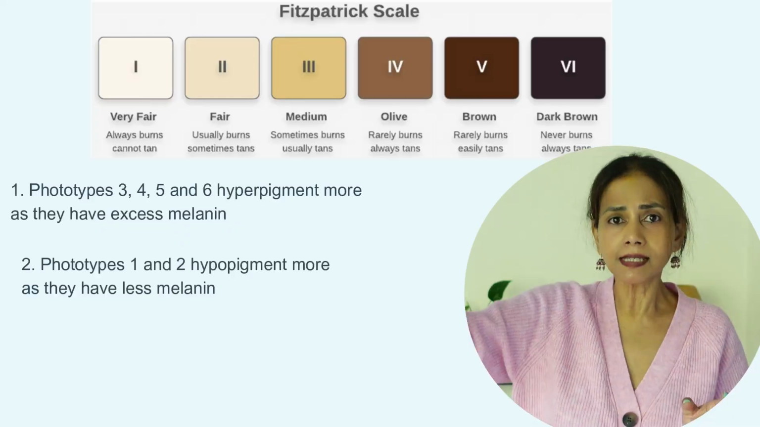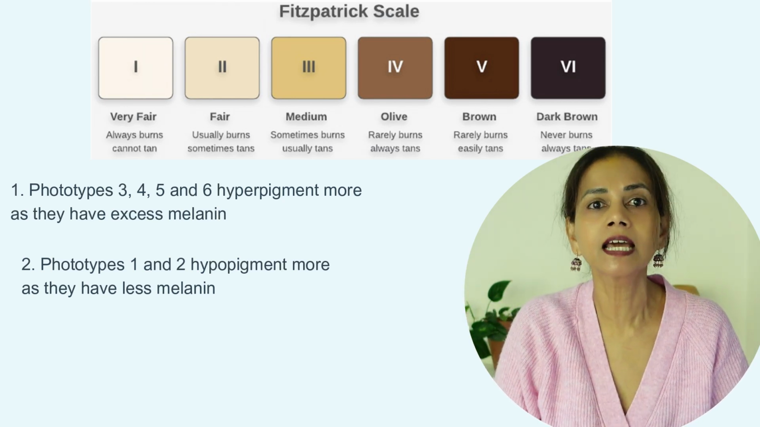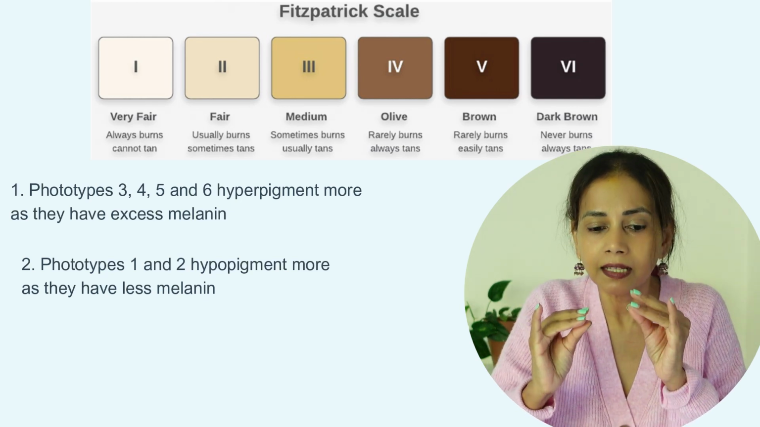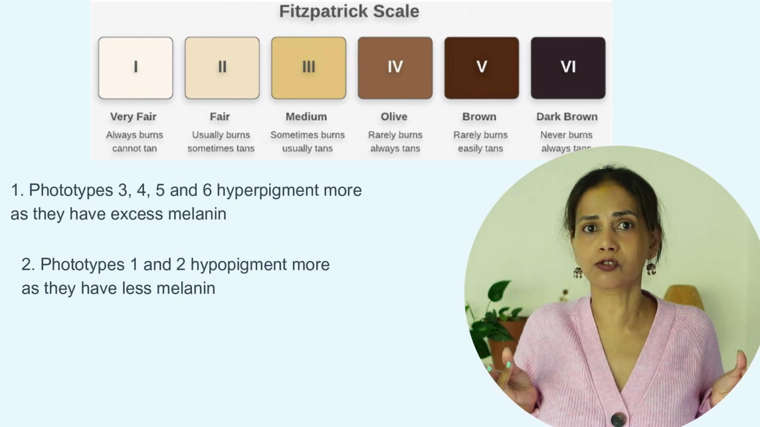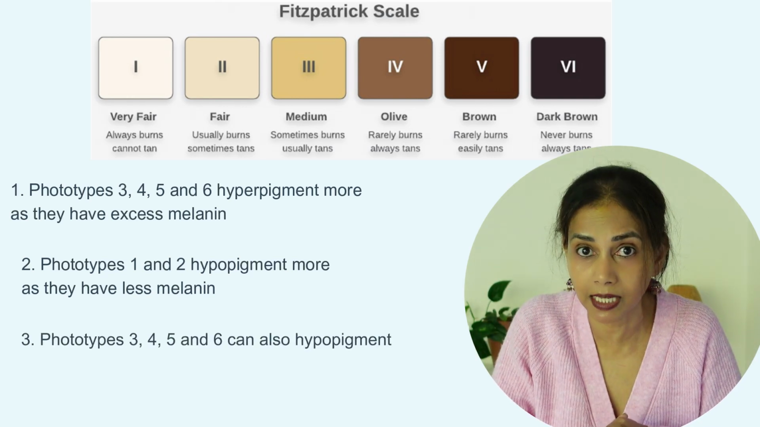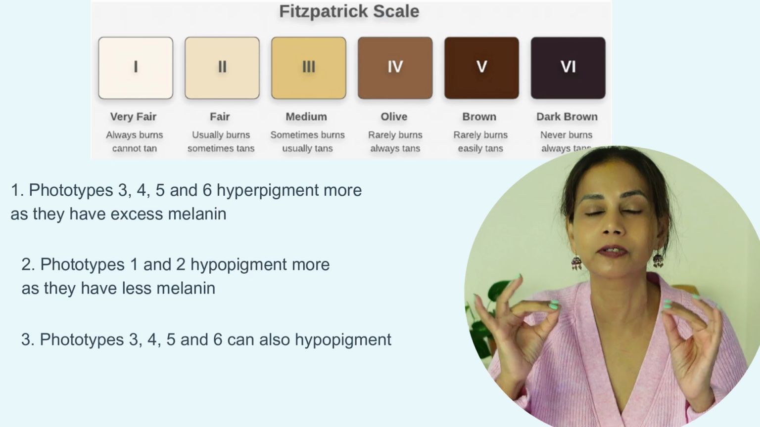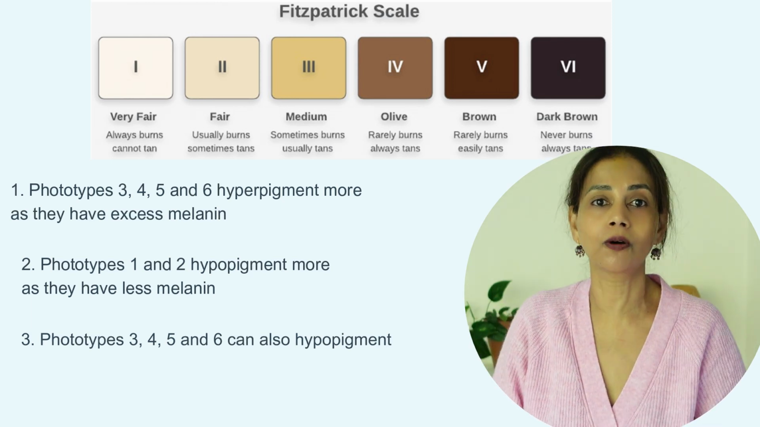The third important fact to remember is that phototypes 3, 4, 5 and 6 can also hypopigment. The sun's UV rays can penetrate and damage those melanocyte cells in spite of them having more melanin. When that happens, the melanin in that section of the skin reduces drastically, or it can even become 0. And then that section becomes paler than the rest because it's got no color. So 3, 4, 5 and 6 can also hypopigment.